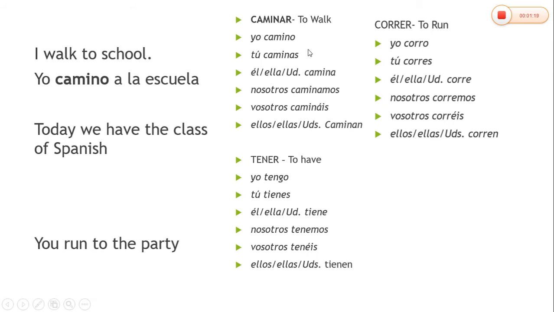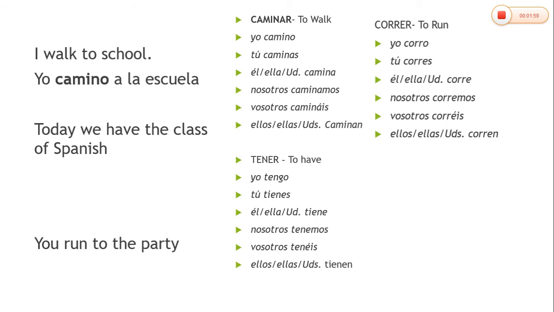Yo camino, I walk. Tú caminas, you walk. Él camina, he walks. Ella camina, she walks. Usted, ud is the short form of usted. Usted camina, you formal singular, walk. In Hindi it is आप as a singular. Usted camina, you walk in English. Nosotros caminamos, we walk. Vosotros camináis, you all walk. Ellos caminan, ellas caminan, they walk. Ustedes caminan, you all walk.